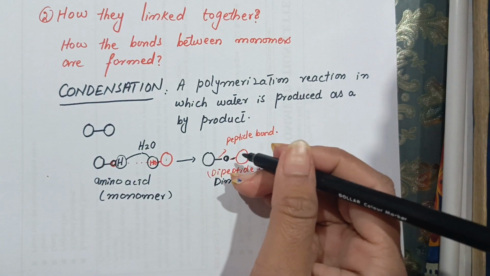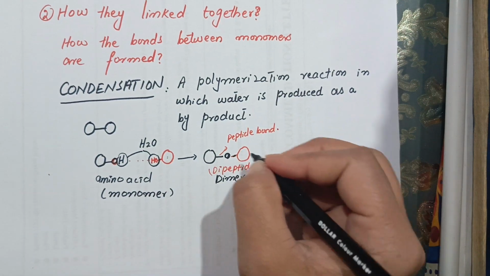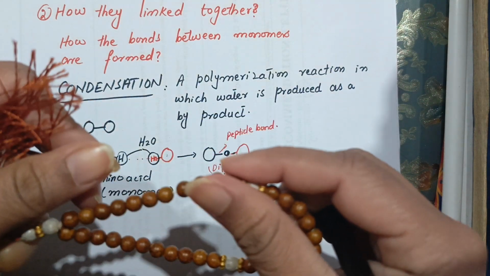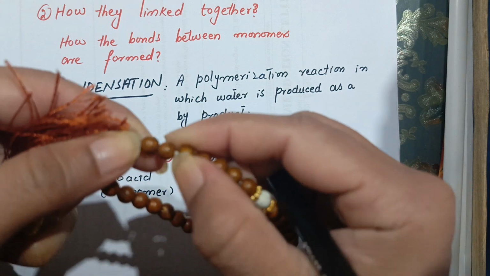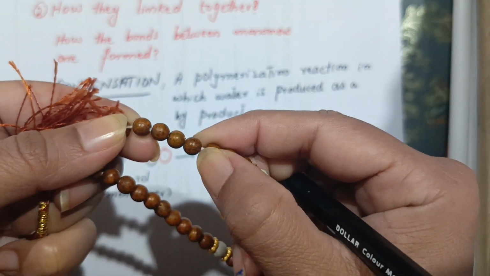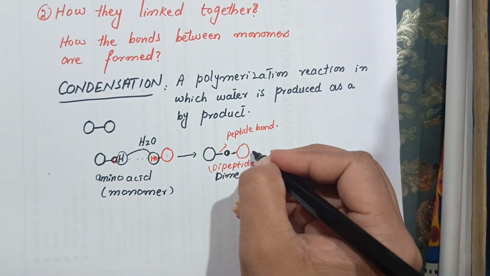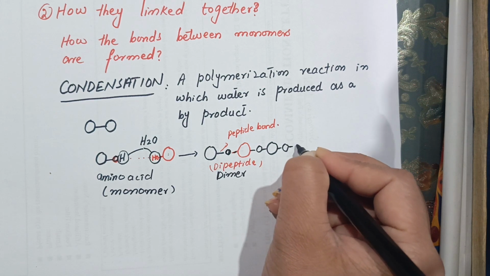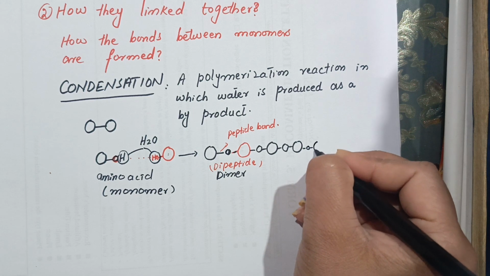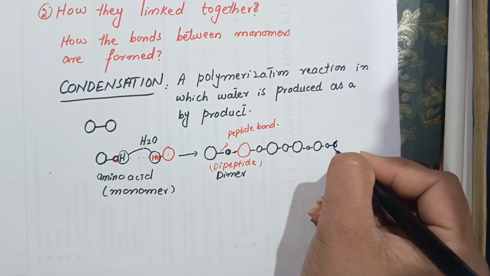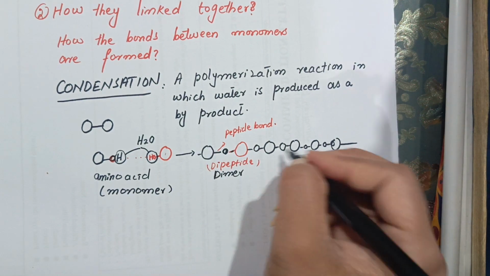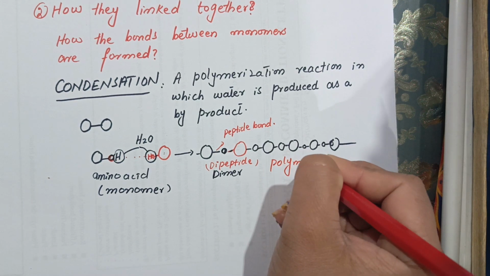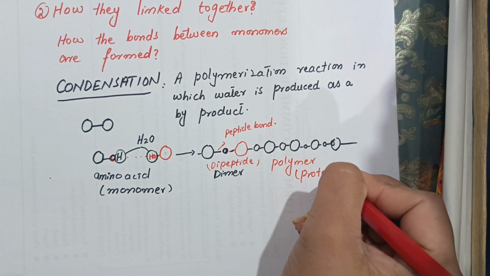In this reaction, this bond is called a peptide bond. The same will happen with all the monomers that we have discussed. In all these amino acids, the bonds between the monomer units will be formed in the same manner. Another amino acid will combine with the oxygen atom, then the fourth one, then the fifth one, and so on. Like this, thousands of monomers can join together and form a polymer or protein molecule.